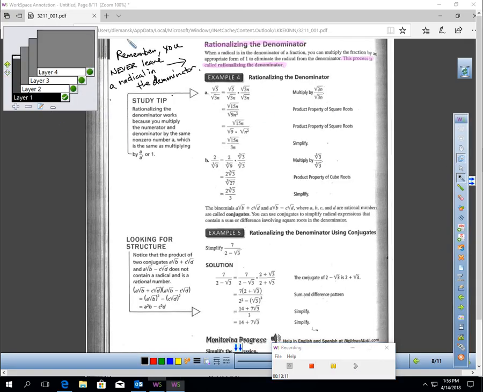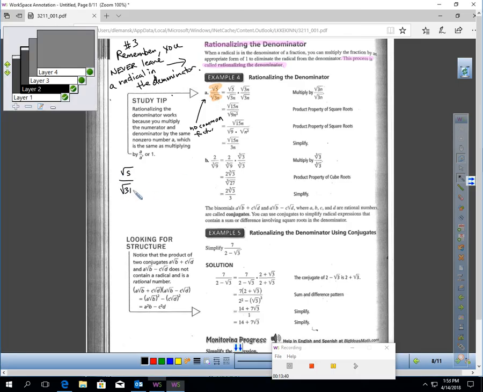Now remember, rule number 3 of simplifying radicals was you never leave a radical in the denominator. So the process of not leaving a radical in the denominator is called rationalizing the denominator. So we never leave a radical in the denominator. So let's take a look at some sample questions here, like square root of 5 over square root 3n. I'm going to write it over here. Okay? Now, I can't divide 5 and 3. There's nothing I can do here. So what we're going to do is called rationalizing the denominator. It's very easy to rationalize the denominator.